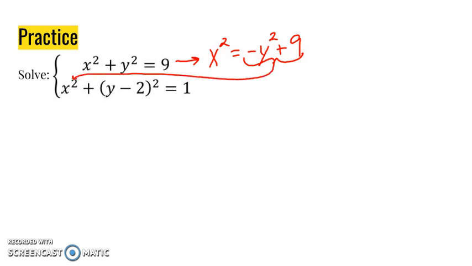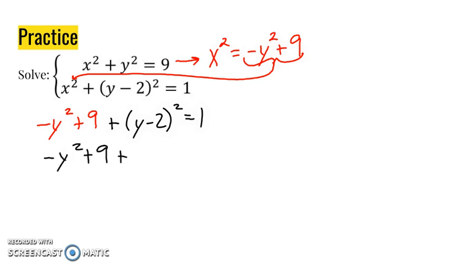So I can solve this then. It's negative y squared plus 9 plus y minus 2 squared equals 1. So I've got my negative y squared plus 9 in here for my x squared because I found that x squared equaled that number. Now I just need to solve. We've got to have some FOILing steps. Negative y squared plus 9 plus y minus 2 squared FOILs to y squared minus 4y plus 4 equals 1.